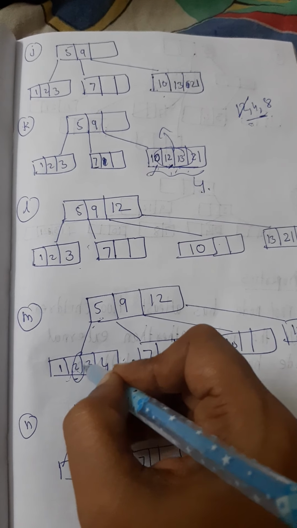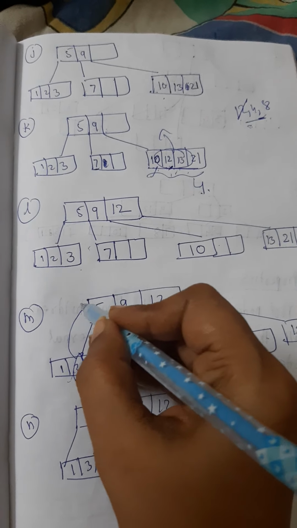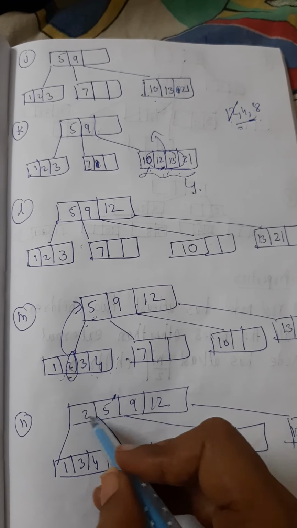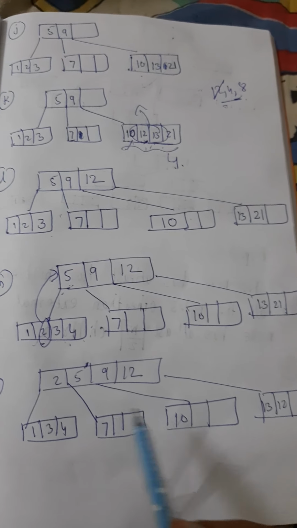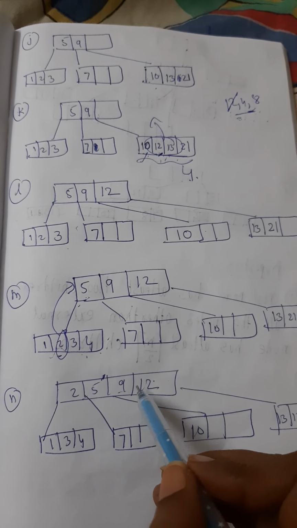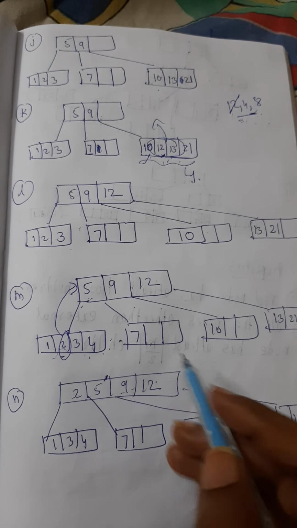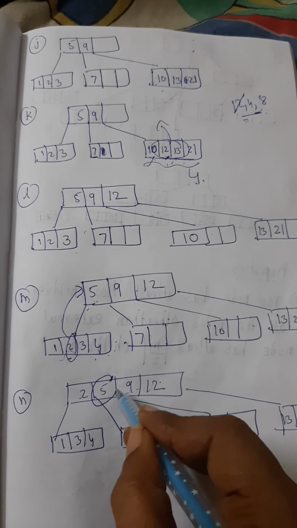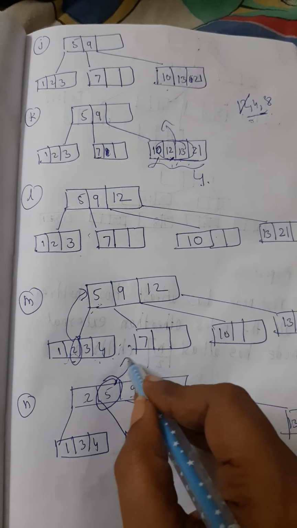So the middle element is 2 now. So this 2 will go here. When 2 goes here, again you have 4 here. The rest everything is same. Again you have 4. Since again we should not have 4, again what we have to do is pick up the middle element. So what is the middle element now? 5. So 5 will be moving up.